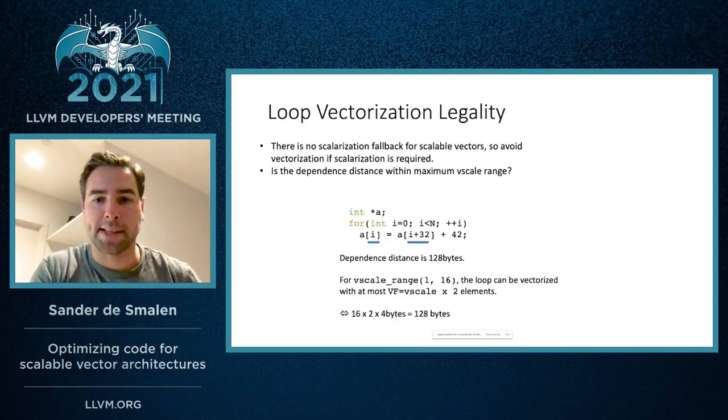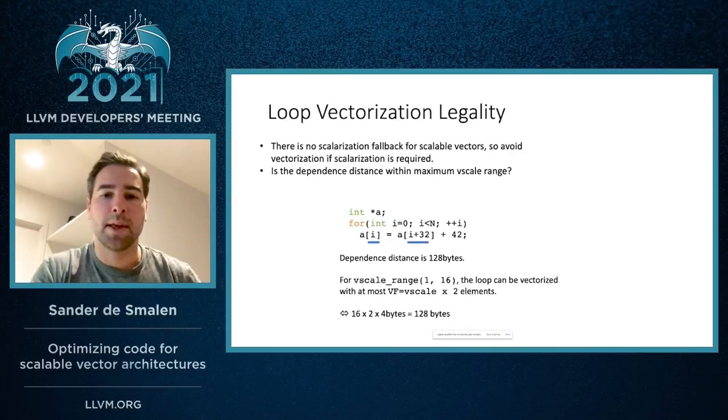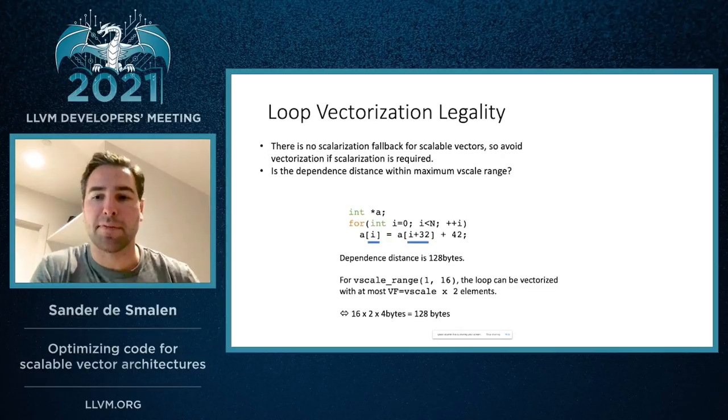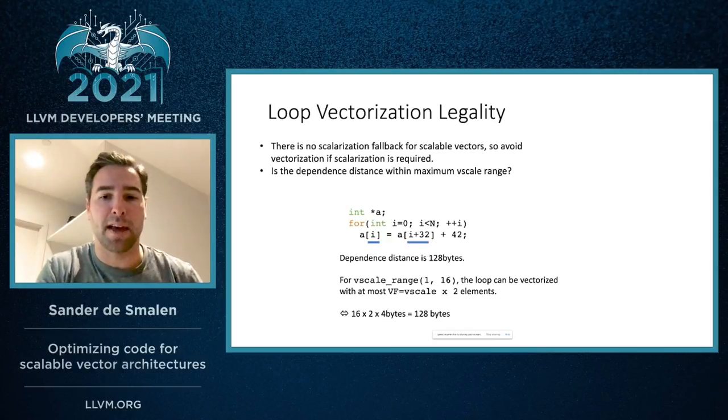Another thing that we had to consider were dependence distances. In the example below, the dependence distance is 128 bytes. For a vscale range of 1 to 16, we know the maximum scalable VF is vscale times 2 because maximum vscale is 16 times 2, the number of lanes, times 4 bytes, is 128 bytes. Any larger scalable VF will generate incorrect code.